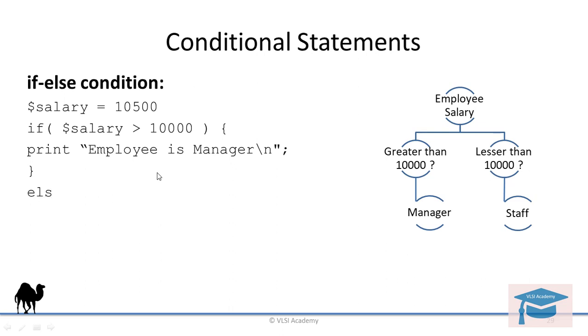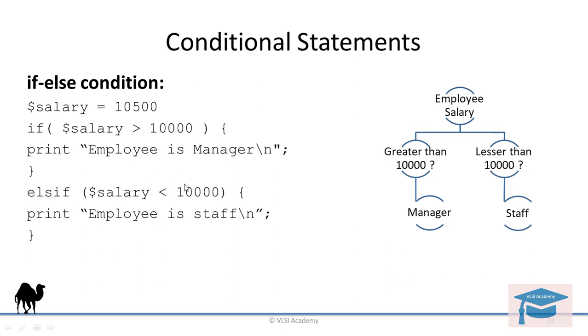Now the else if condition is something like this, where else if salary is lesser than 10,000 then you have to print employee is staff. Here you just have to note the else if condition: it is ELSIF, not ELSEIF. So the E is missing here, which is very peculiar to Perl.